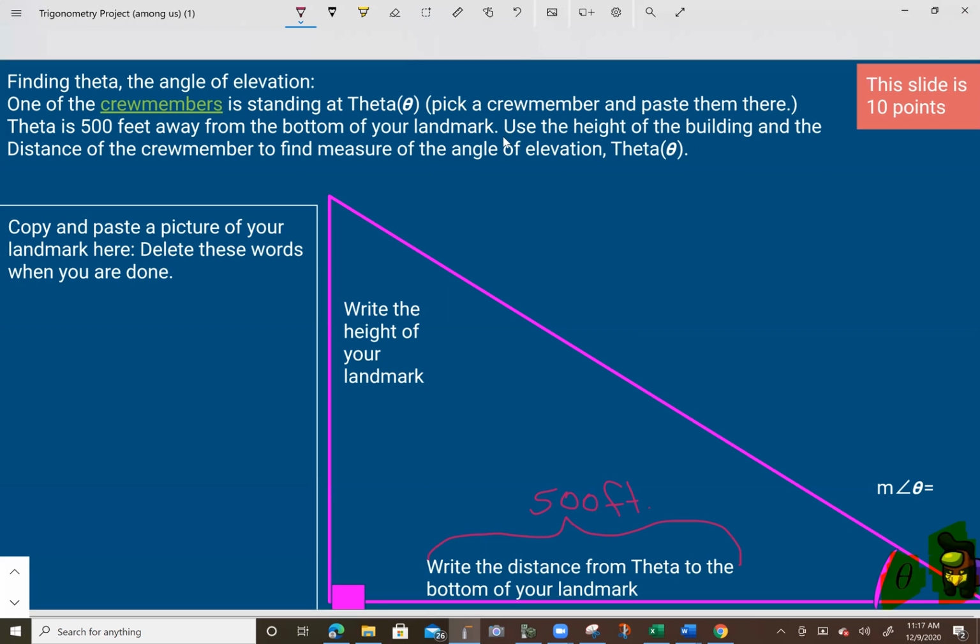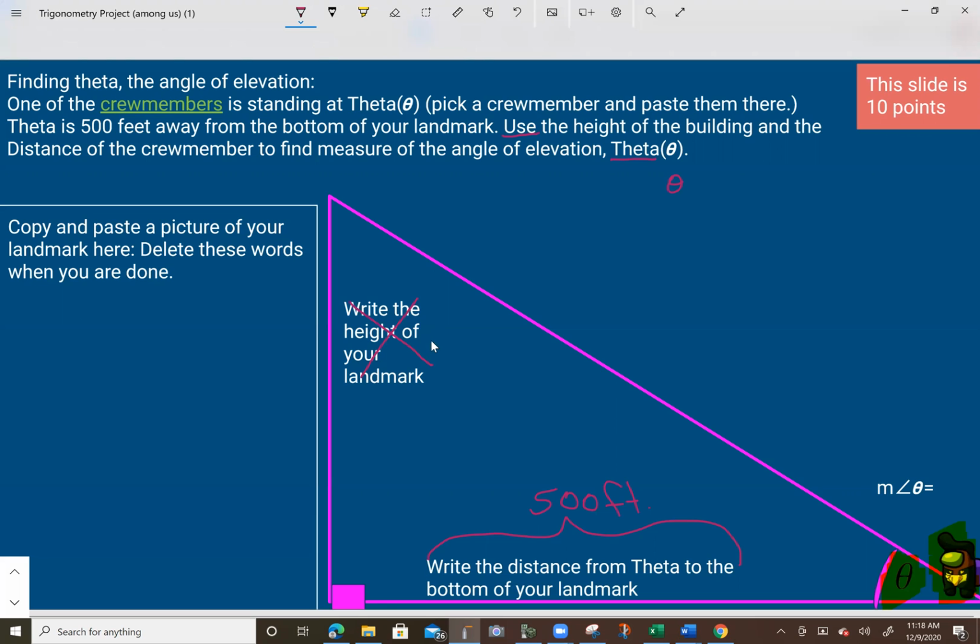Then we have at the top in our instructions, use the height of the building, or whatever your landmark is, and the distance of the crew member to find the measure of the angle of elevation theta. And remember, we pronounce it theta, and it looks like this kind of oval with a kind of curly in it.